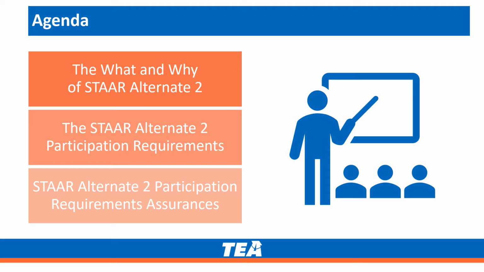The STAAR Alternate 2 Eligibility Training module for parents and guardians will discuss what is STAAR Alternate 2 and why students are assessed with STAAR Alternate 2. The module will also provide in-depth guidance on the STAAR Alternate 2 participation requirements and list the assurances and other documentation ARD committees must review as part of the participation requirements document.